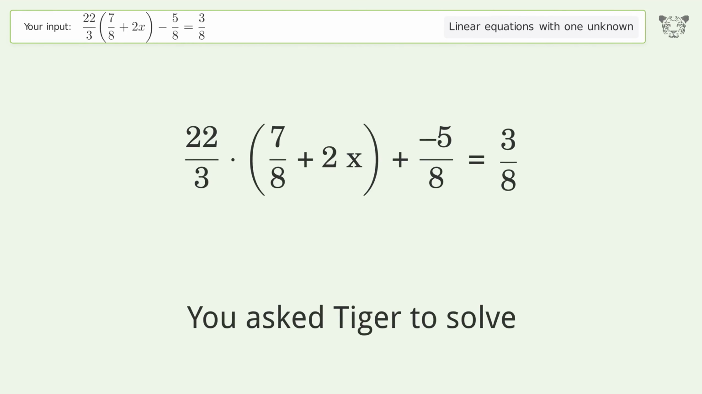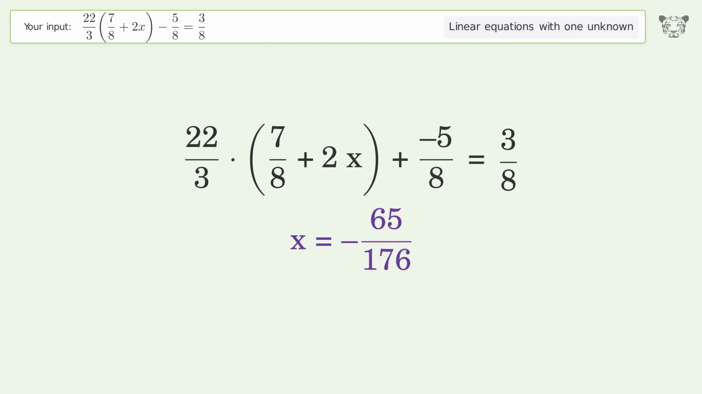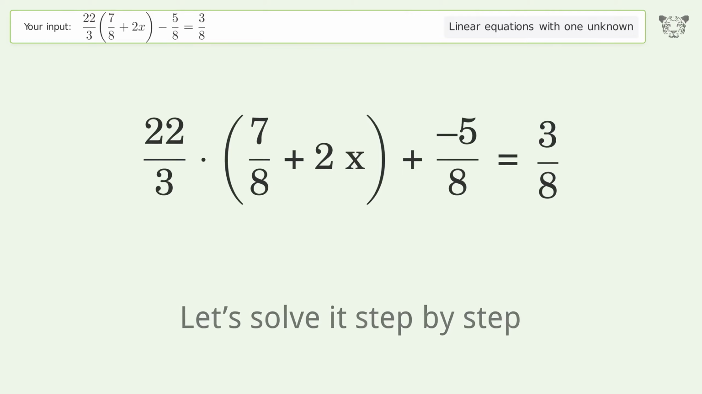You asked Tiger to solve this. This deals with linear equations with one unknown. The final result is x equals -65 over 176. Let's solve it step by step.